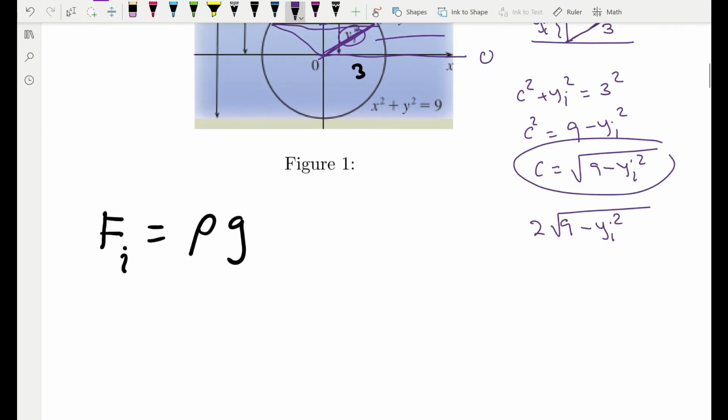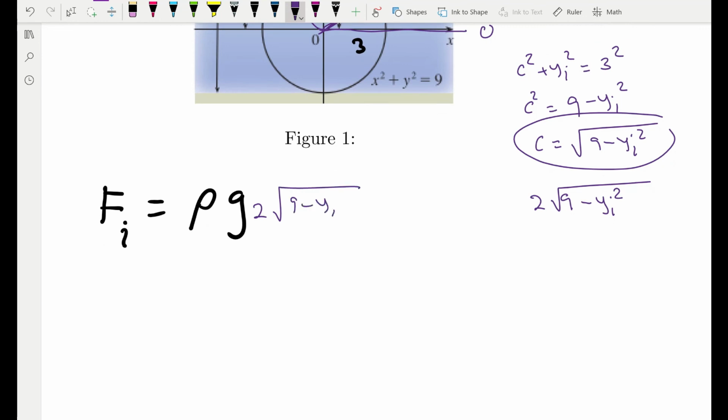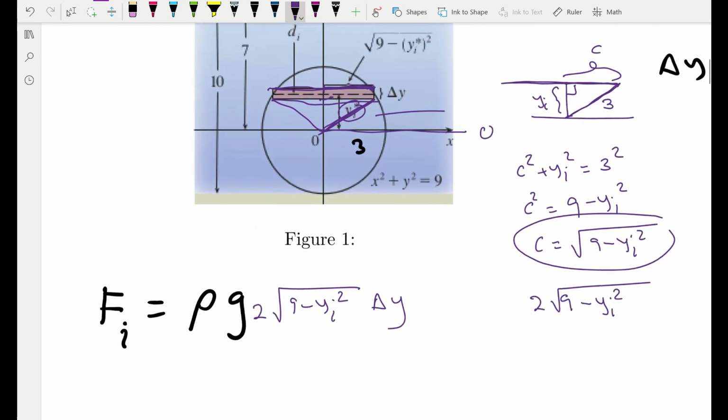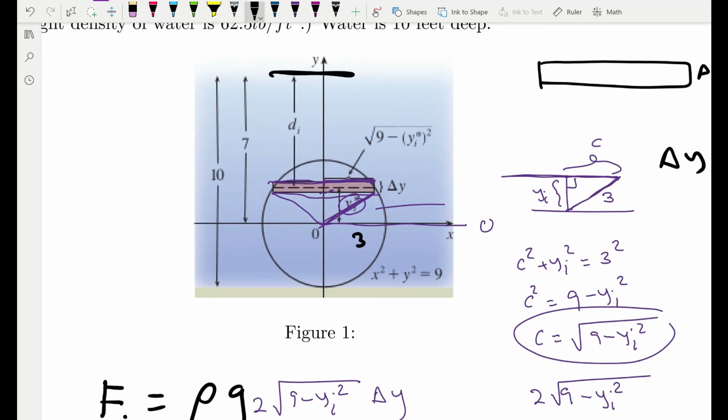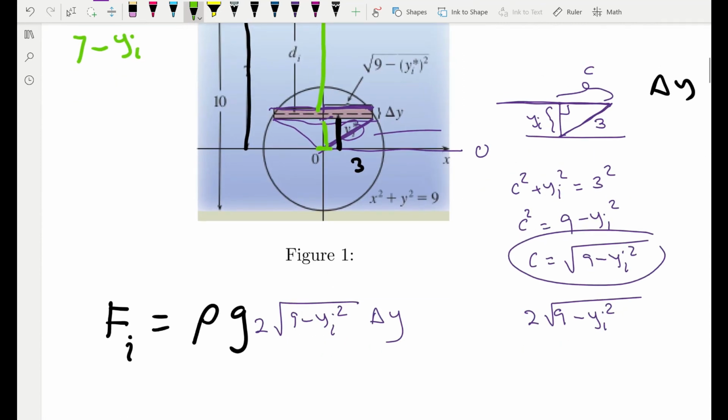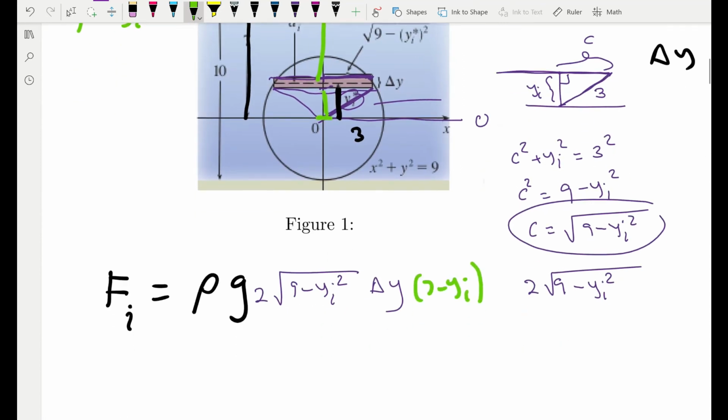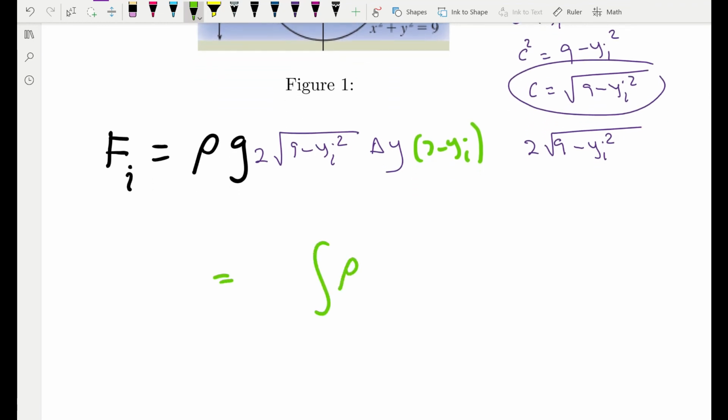Now the area is the length, which is this, times delta y. That's the area. Now the depth: water starts here. That's the beginning, that's the top. So that total distance is 7, and this distance is yi. So the depth is this, right? Let's mark it in a different color. So this is the depth. How do you find the depth? Well, the total is 7 minus the distance from 0 to here, which is yi. So it's 7 minus yi. That's the depth.